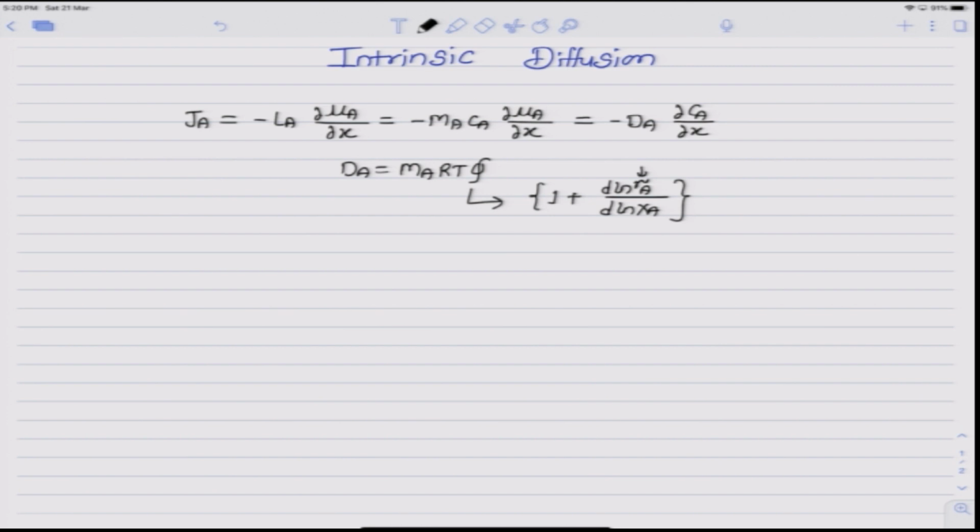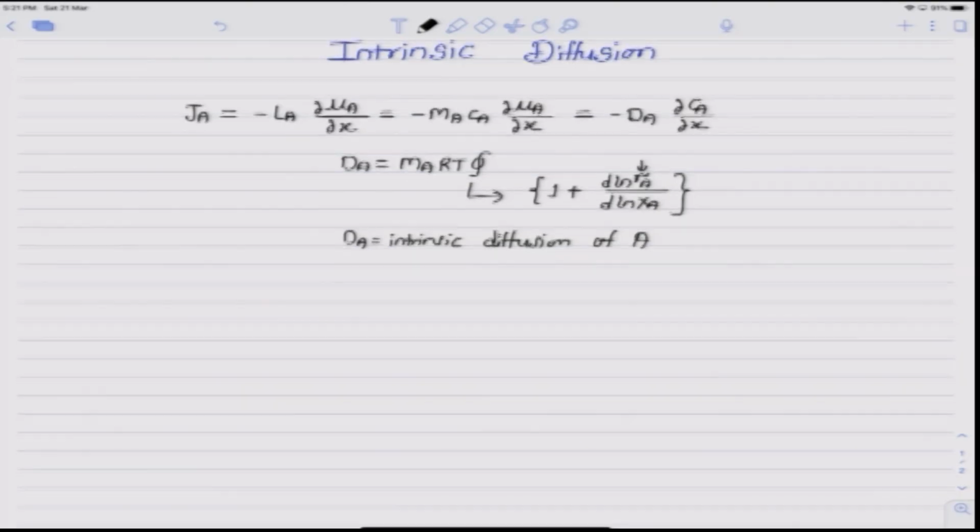Now this flux is actually the intrinsic flux, and so D_A here is basically the intrinsic diffusion coefficient of A. When I say intrinsic diffusion, it is the diffusion under purely thermodynamic driving forces. That means we are not considering any movement that might occur in the lattice planes.